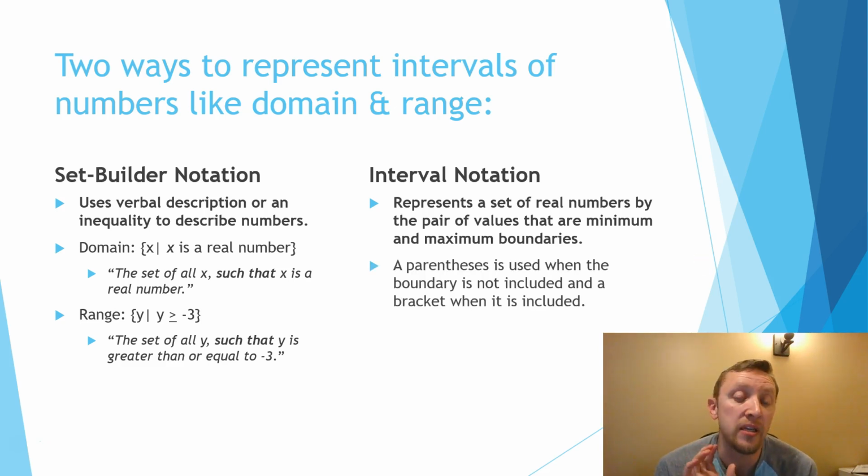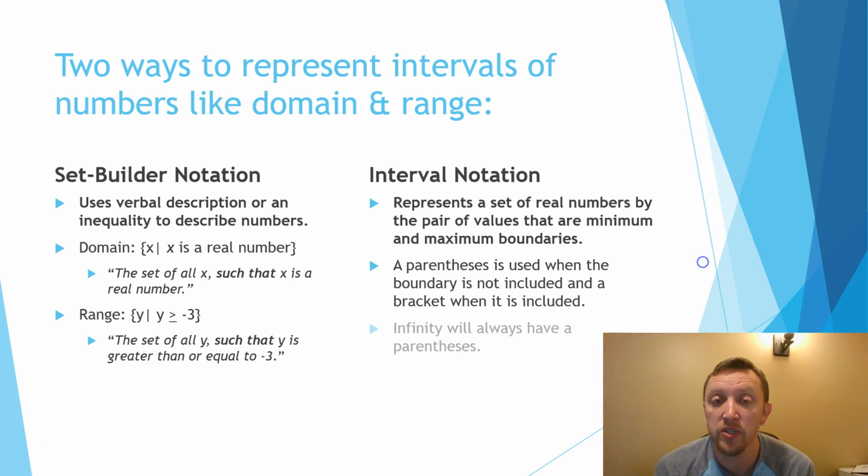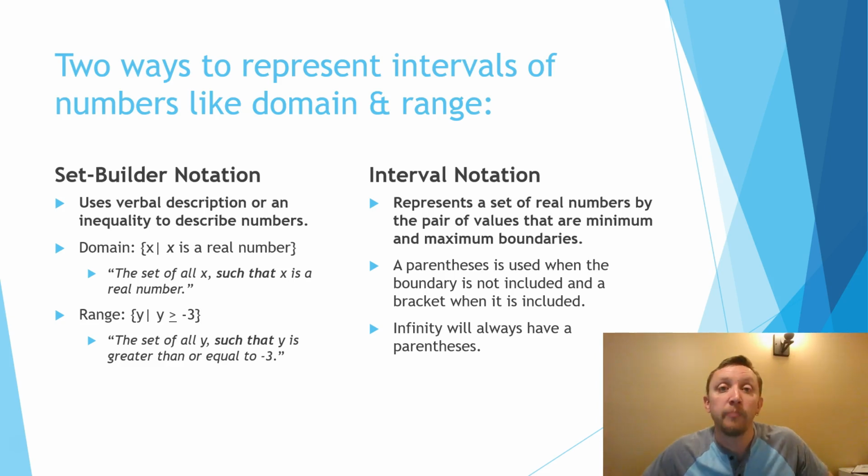And then we're going to use either parentheses or brackets, and we can use them interchangeably, like a parentheses on one side and a bracket on the other. Here's how you know when to use which. We use a parentheses when the boundary is not included, and a bracket when it is included. We'll look at some more examples to make more sense of that. Anytime we have where it keeps going, we're going to use infinity, and we'll always have a parentheses. Anytime we refer to negative infinity or positive infinity, we're always going to have a parentheses.